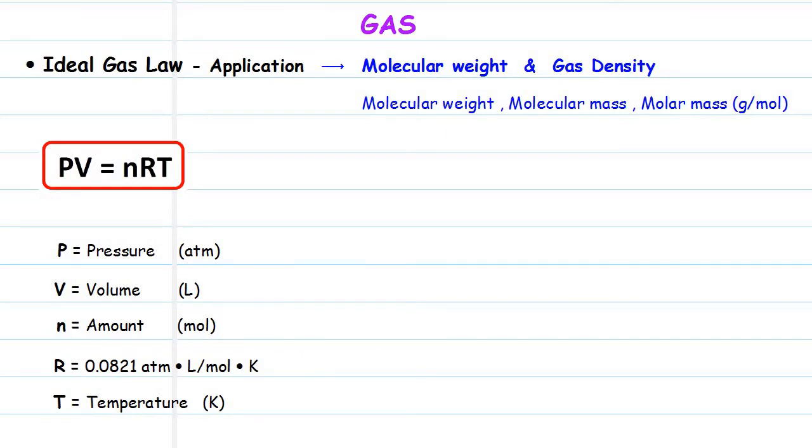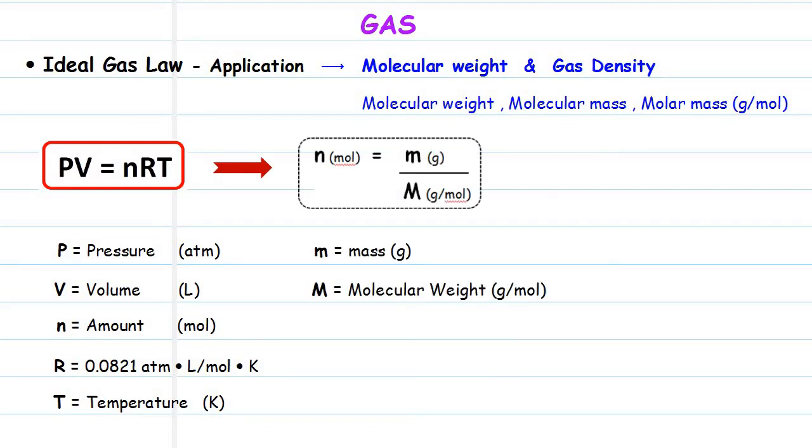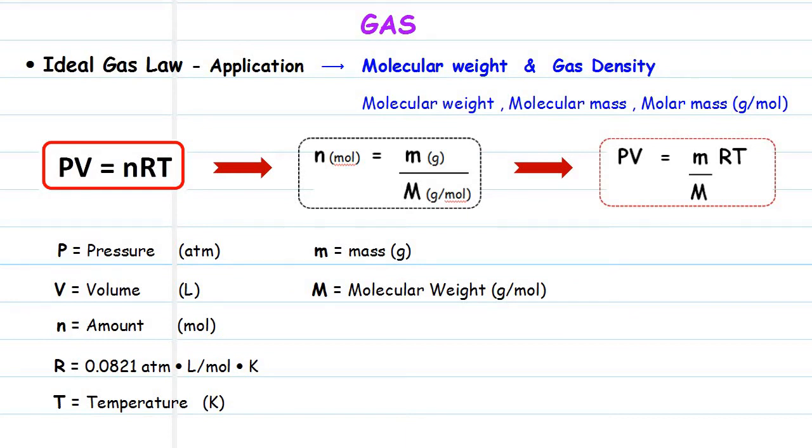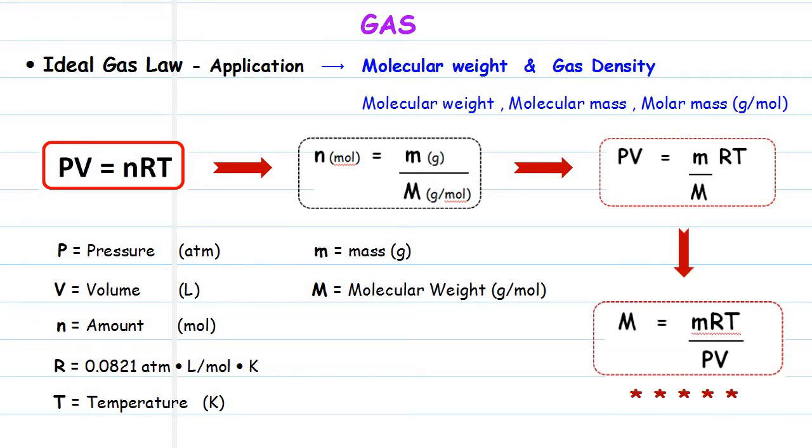Let's take a look first at the formula PV equal to nRT. The term n there, which is mole, is associated with the molecular weight. We know that n equal to little m over big M, or mass over molecular weight, which means PV will be equal to little mRT over big M, and molecular weight is going to be equal to little mRT over PV. So now we know how to figure out molecular weight from the ideal gas law.